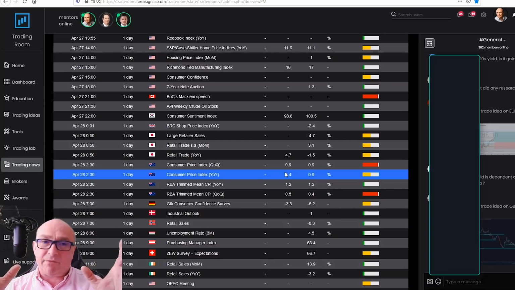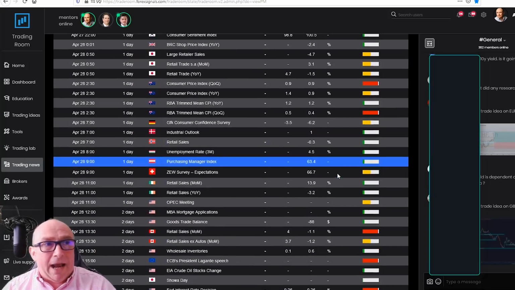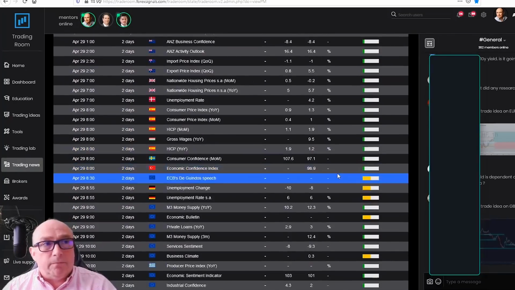And what does the central bank have to do? They've got to control inflation. They've got to keep inflation around the 2% level. So they'll be looking at these data to see indeed if there's any upward pressure likely on interest rates. So we're keeping an eye on that. You can see it's a red impact news release as well.